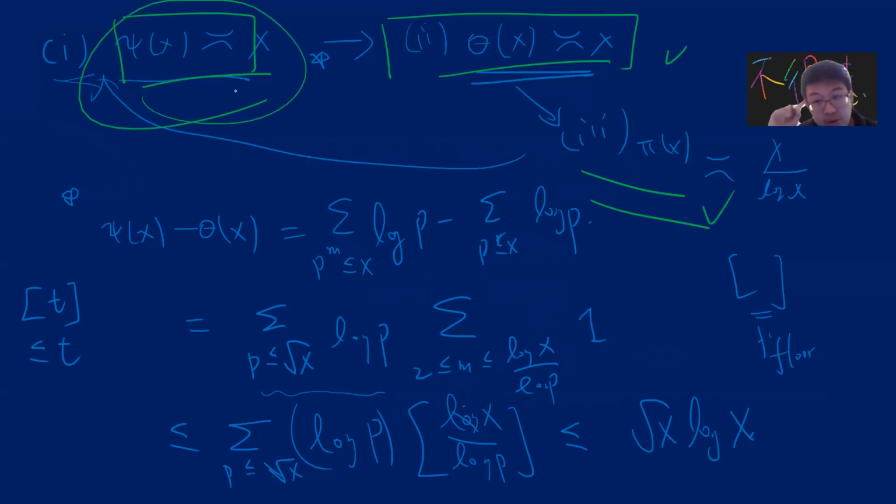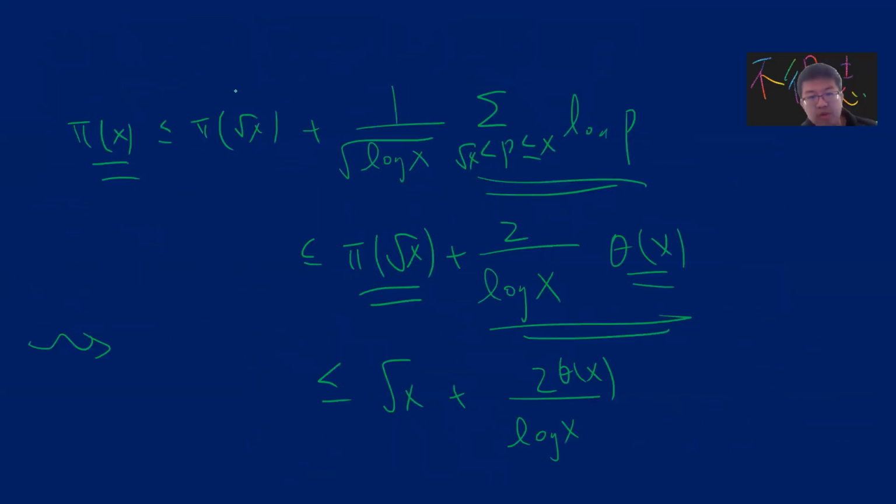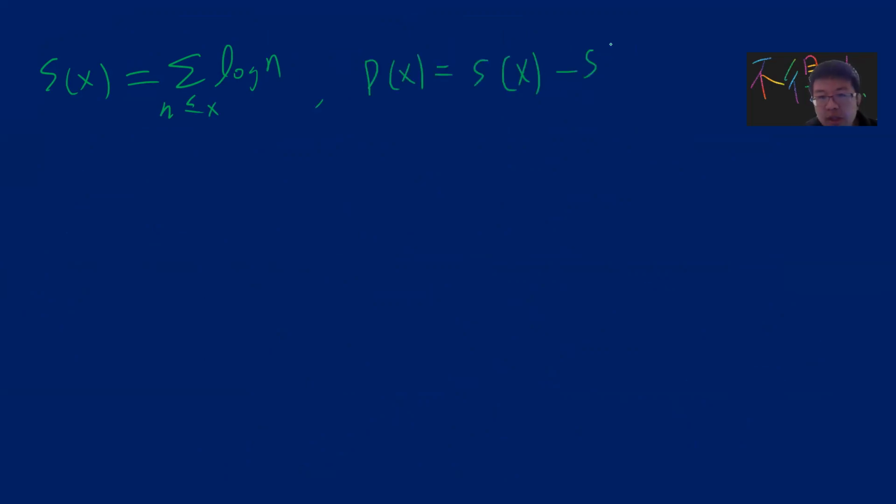So let's prove the first one. The first one is the most difficult one, and I spent a lot of time on it. Let's try to do this. The idea is that let me define S of x to be the sum of log n for n less or equal to x, and I define D of x to be S of x minus 2 times S of x over 2.